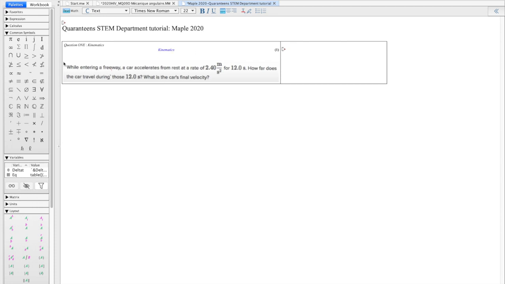So the question reads: while entering a freeway, a car accelerates from rest at a rate of 2.4 meters per second squared for 12 seconds. How far does the car travel during those 12 seconds? And also, what is the car's final velocity? After reading this question, and by the way, I got this question off of Khan Academy because all of my work, if I can show you, is in French. Let's just get this done.